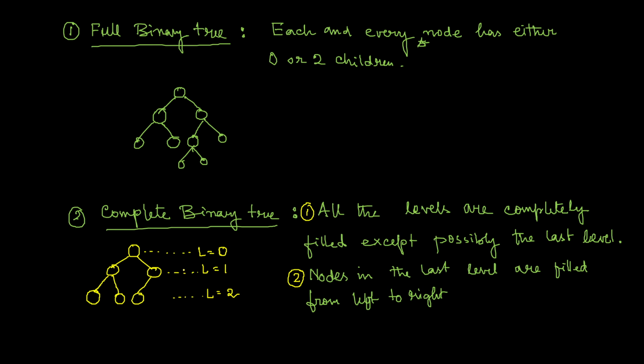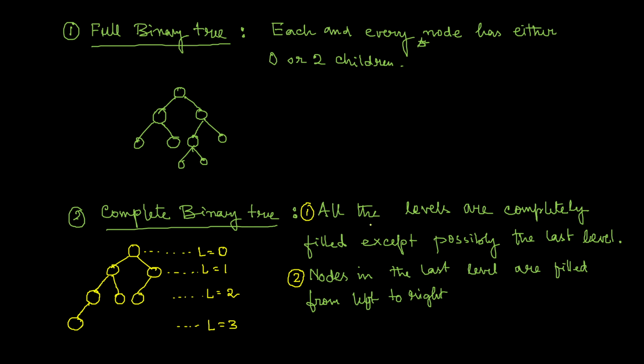Now assume that I want to add many other nodes, and suppose you start considering that you are following this second point. Nodes in the last level are completely filled from left to right. So if you go for the next level, level 3, obviously you will add from the left, but still this tree will not remain a complete binary tree, because now it is violating point number 1.